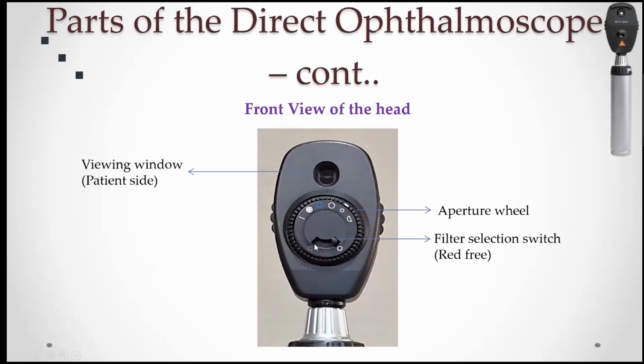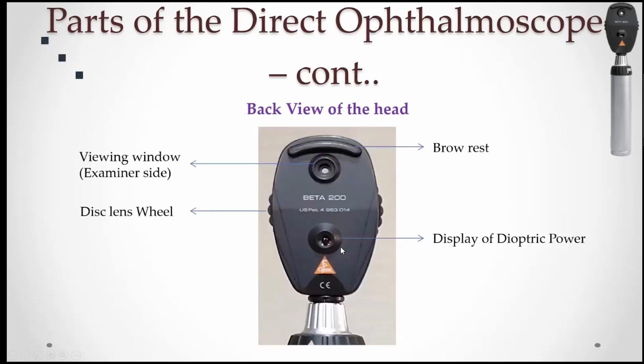The filter is commonly a red-free filter or a green filter. So you can switch over to the red-free filter or to its normal color. In the back view of the head, you can find the viewing window, which is for the examiner to look at the light reflected from the patient's fundus. And there is a brow rest to rest the brow of the examiner.